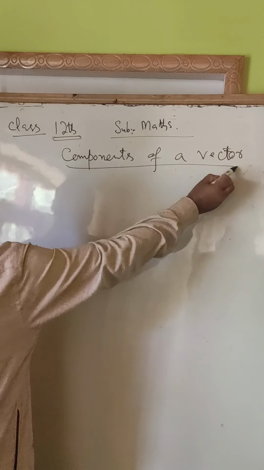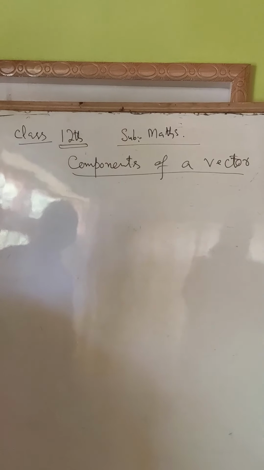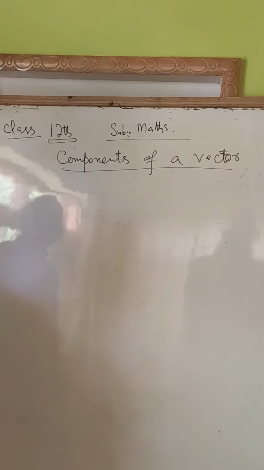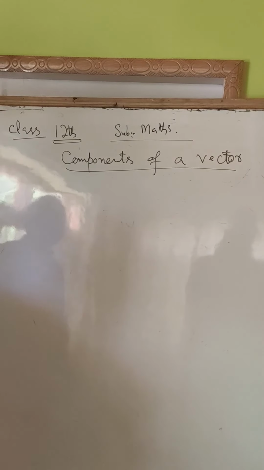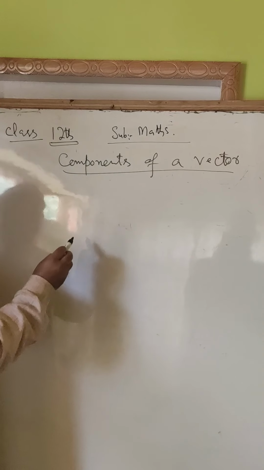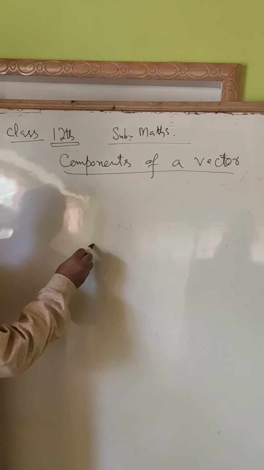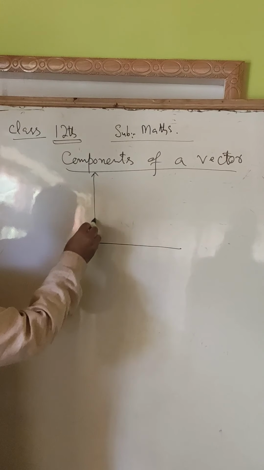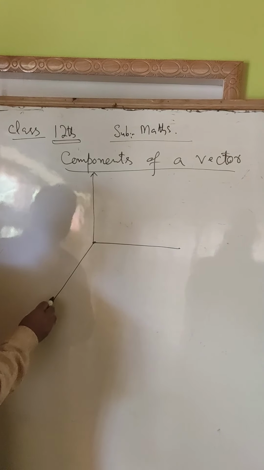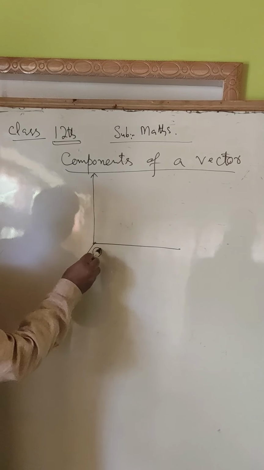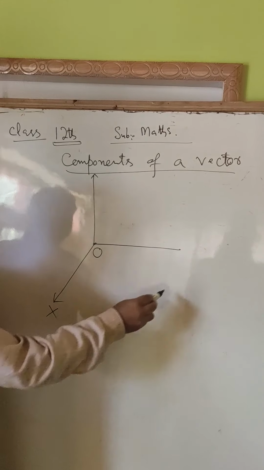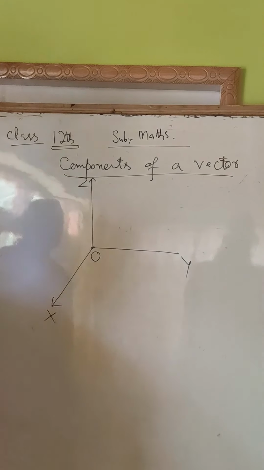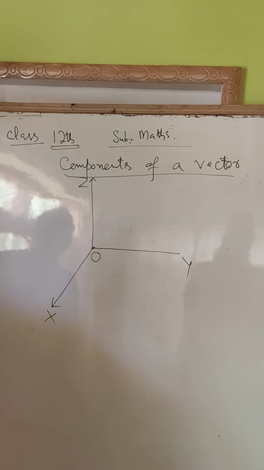कंपोनेंट्स ऑफ वेक्टर। पिछले लेक्चर में हमने वेक्टर की डेफिनेशन और इसके टाइप्स पढ़े। आज हम थोड़ा आगे बढ़ेंगे कंपोनेंट्स ऑफ वेक्टर। हम यहाँ एक एक्सिस लेंगे, एक्स एक्सिस, वाई एक्सिस और जेड एक्सिस। ऐसे this origin O, X, Y, Z, X axis, Y axis and Z axis.